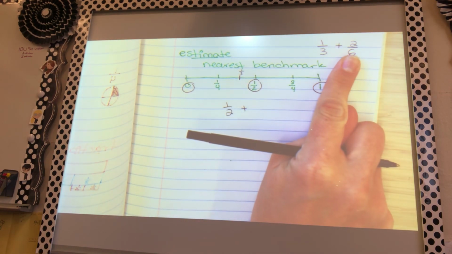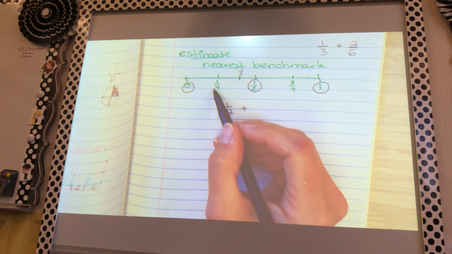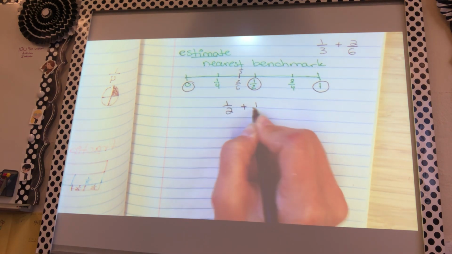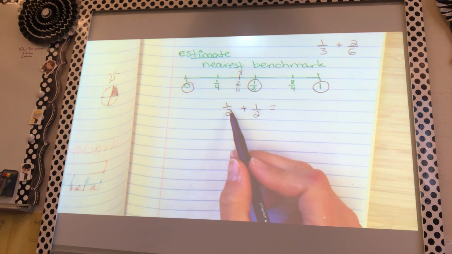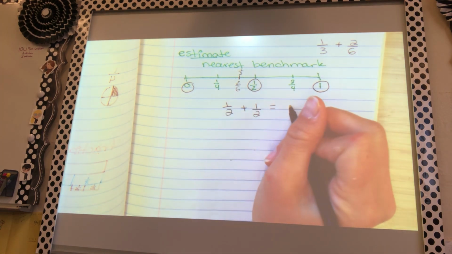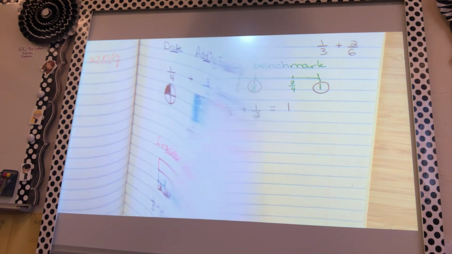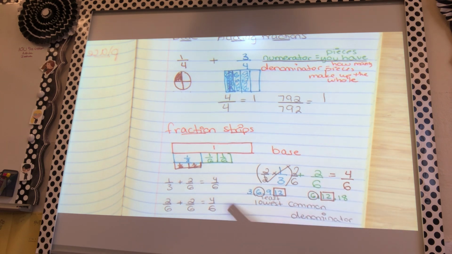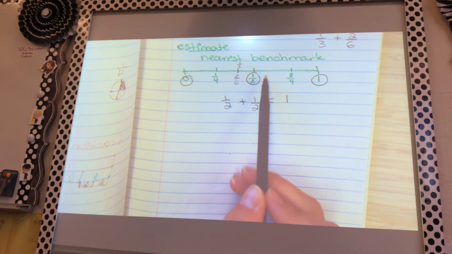And then the 2/6, well, I have to think to myself, where would that be on a number line? Well, it would be bigger than 1/4, less than 1/2, so it would round to about 1/2 as well, because it's near 1/2, so we round it there. So here I just say 1/2 plus 1/2, that equals 1. And if I think about my estimate, I know that when I solved before, I got 4/6, which is near 1/2, closer than it might be to 1/2. So these are rough estimates because 4/6 would technically be closer here.